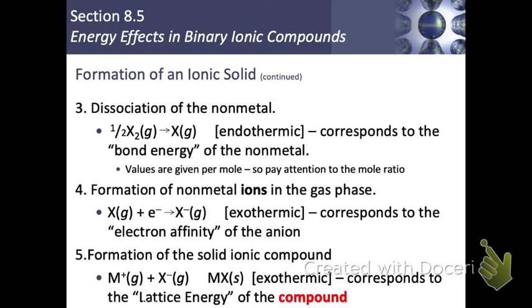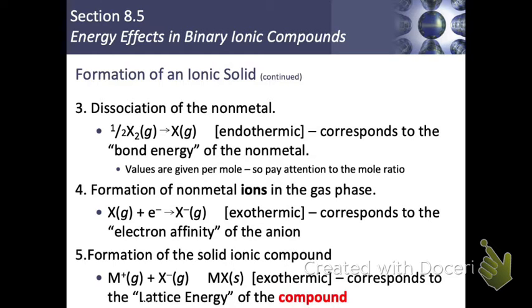In this step, the numerical values we're given are usually given per mole, so we need to pay attention to whatever our starting mole ratio is, whatever our starting coefficient is. All right, number 4 says formation of the nonmetal ions in the gas phase.